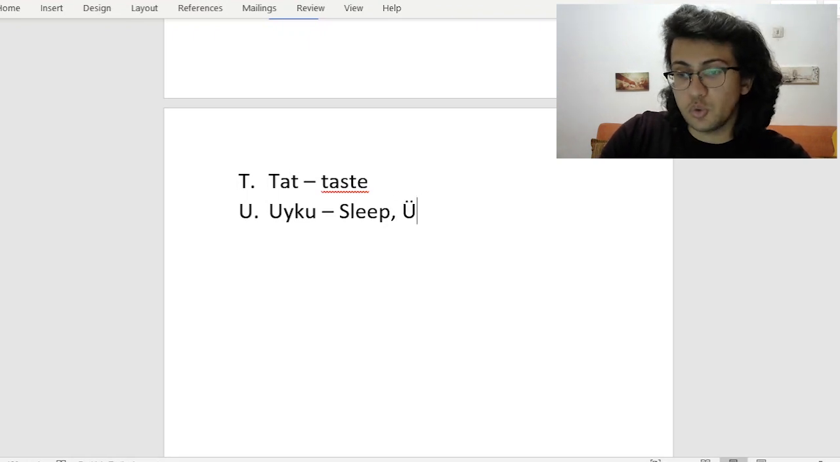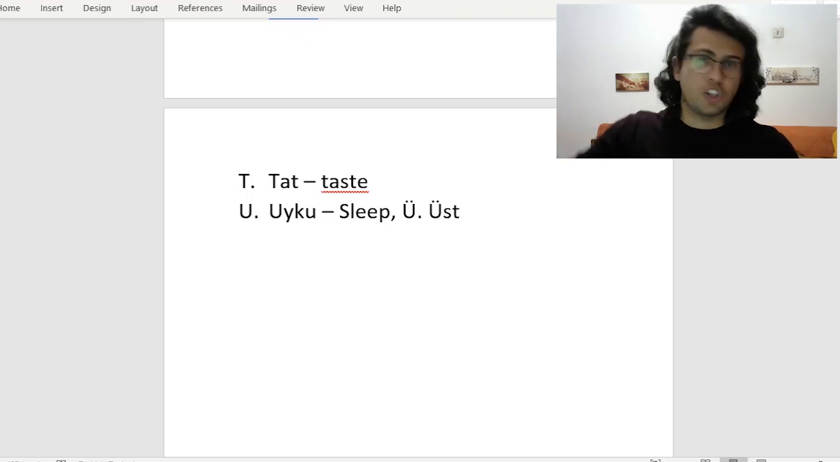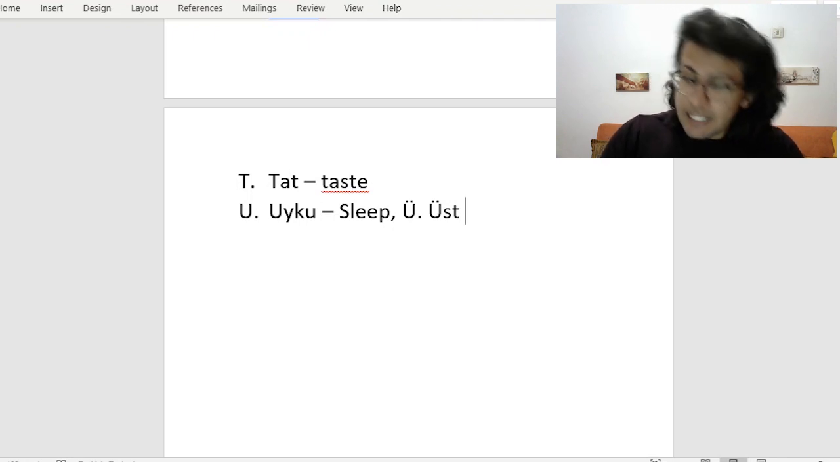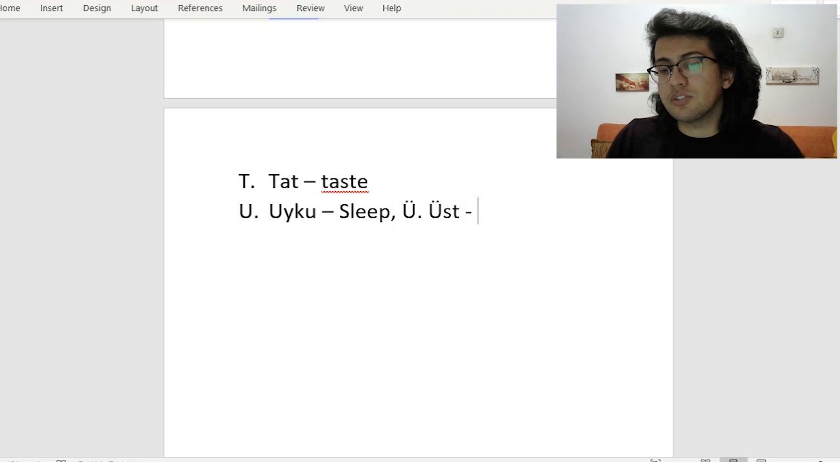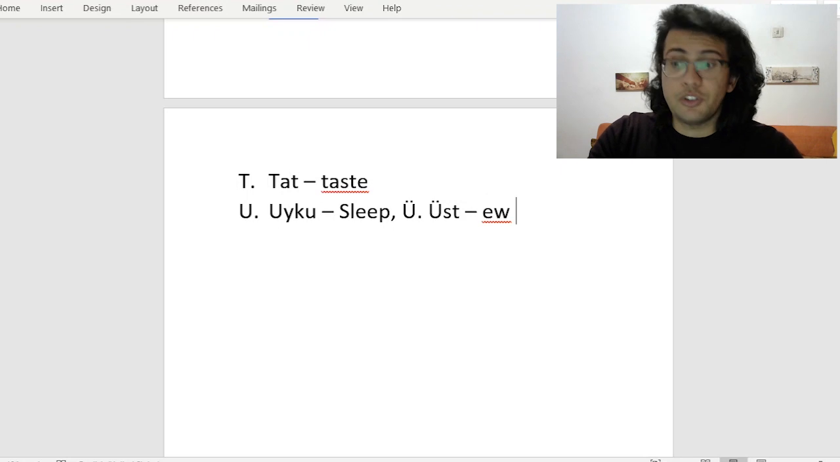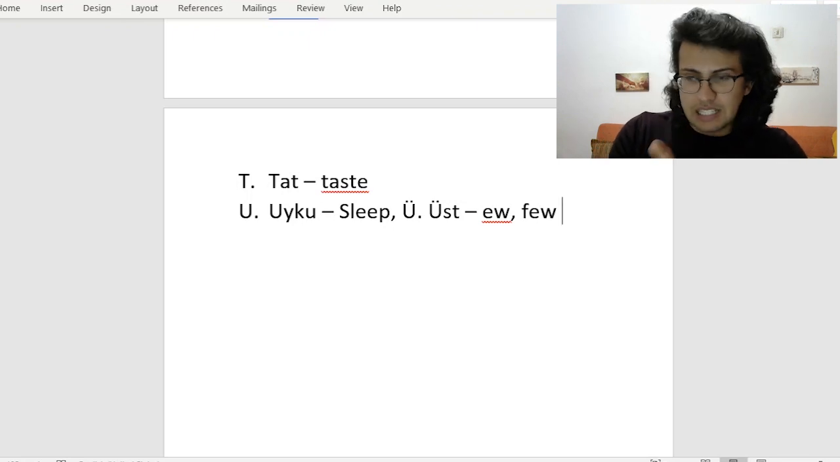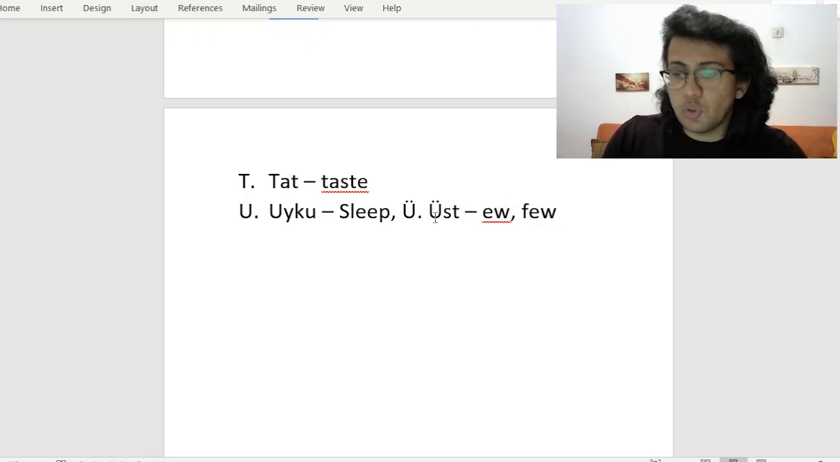Next, we have the letter Ü, and the word is going to be üst, which means top, as in üst rafta, on the top shelf. And this, in a sense, is similar to the pronunciation of "ew, that's disgusting," or "few." It's similar, just not exactly identical. We'll understand more. These are very important. But yes, basically it's ü.